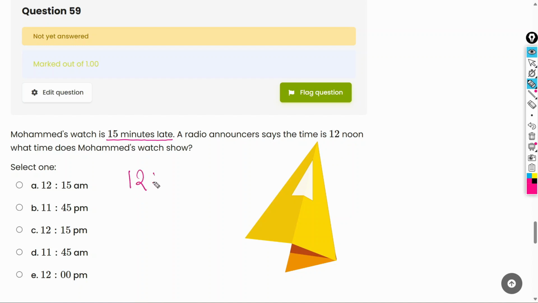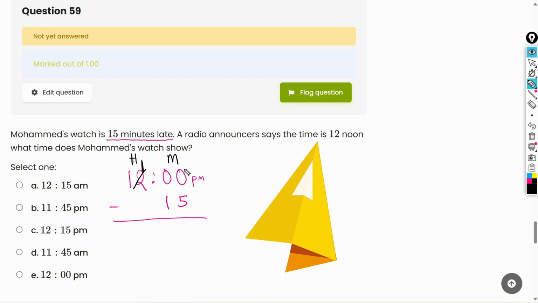So that's 12:00 p.m. minus 15 minutes. Here, this is our minutes place, this is our hours place. So this 0 minutes minus 15 minutes wouldn't work. So we need to borrow 1 from hours, and this will be 1, that's 11. And then we are bringing 1 hour here.